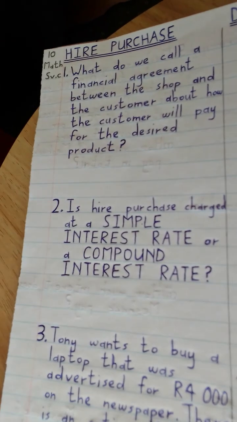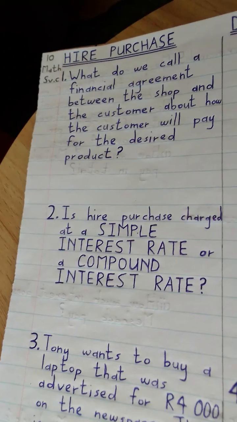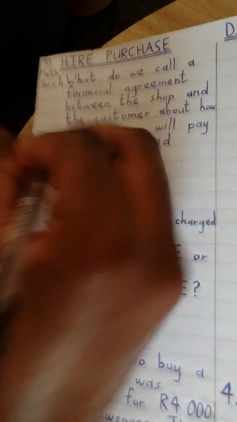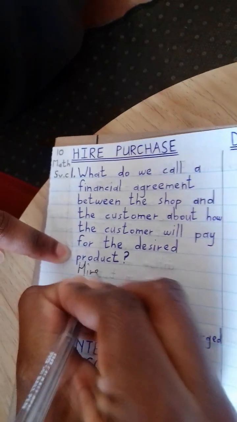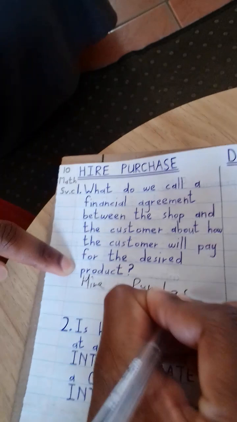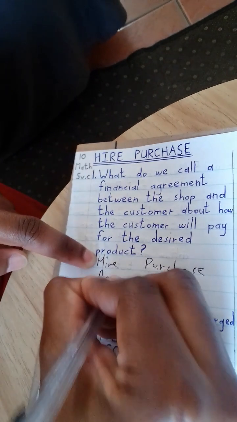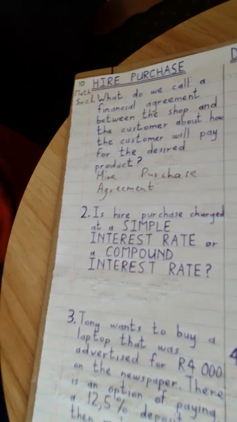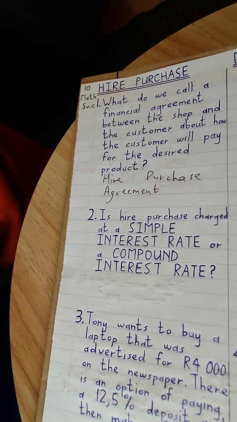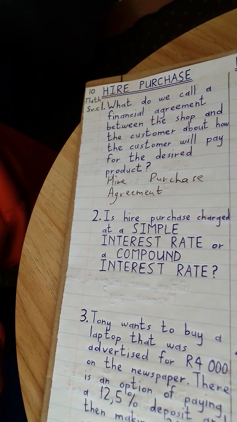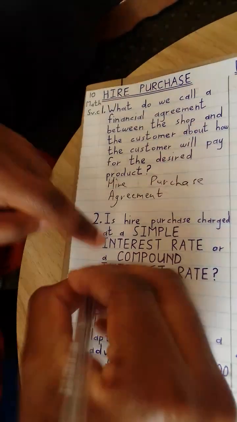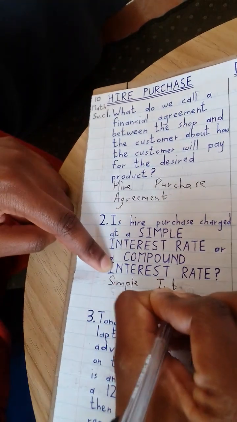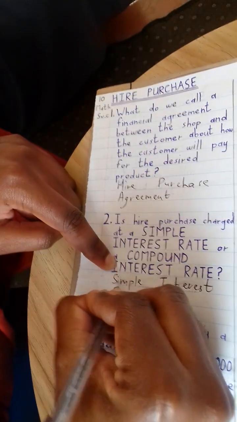So number 1 states, what do we call a financial agreement between the shop and the customer about how the customer will pay for the desired product? Remember, that is called a hire purchase agreement. Number 2 asks, is hire purchase charged at a simple interest rate or a compound interest rate? Remember, hire purchase is always charged at a simple interest rate.